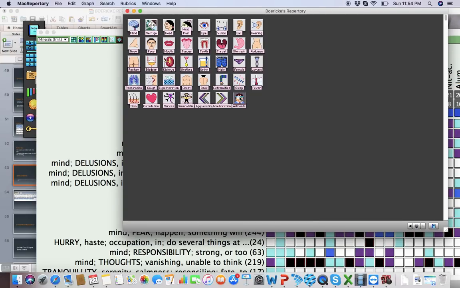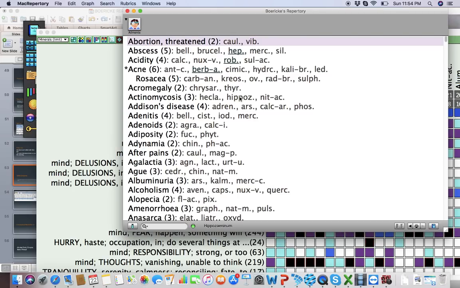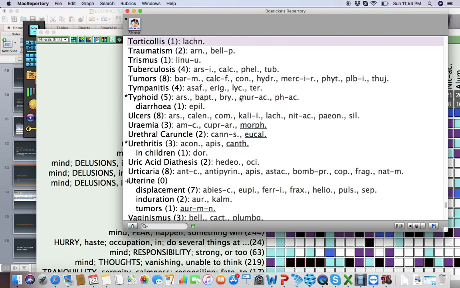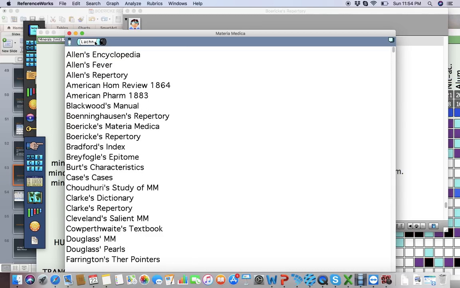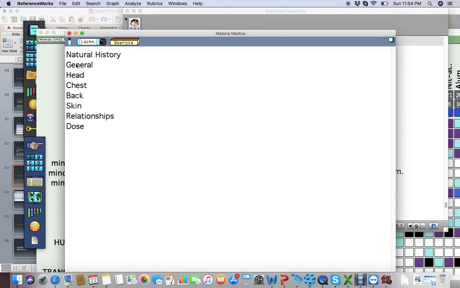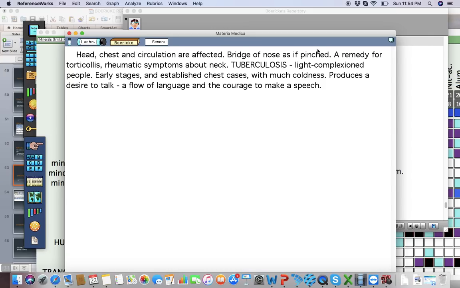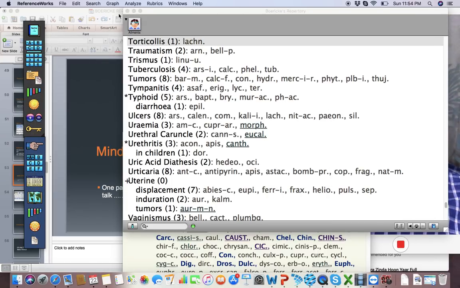I open Boericke. This is a therapeutic index that I use very often. And I open torticollis. And I found an interesting remedy. This is not Lachesis. This is Lac nanthus. Then I started studying, what is Lac nanthus? So I opened Lac nanthus from Boericke, and I found something interesting. First, it's written, it's a remedy for torticollis and rheumatism of neck. And then it's written, produces a desire to talk, flow of language and courage to make a speech. Exact. So fantastic. Use this therapeutic index very often.